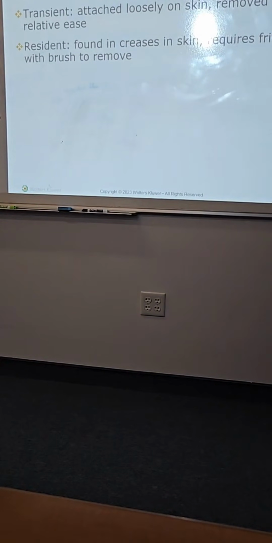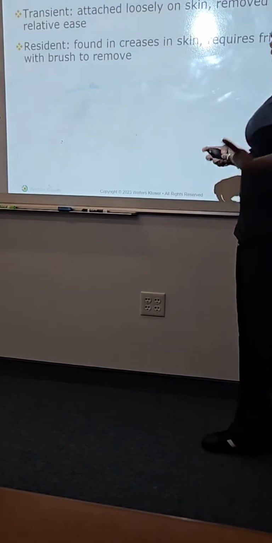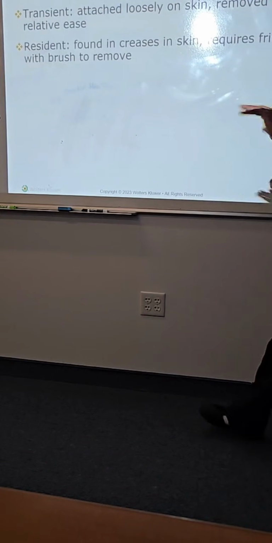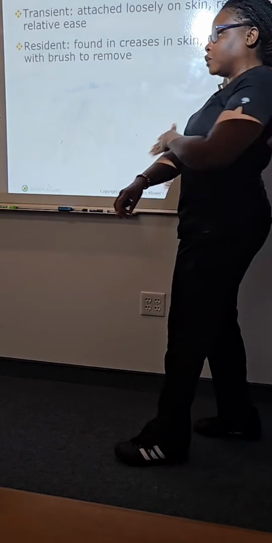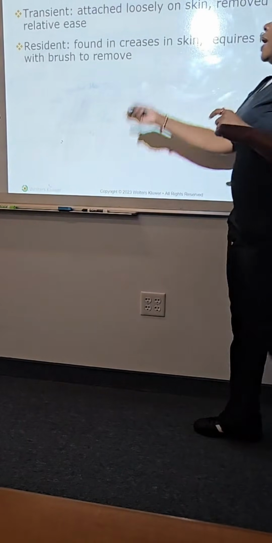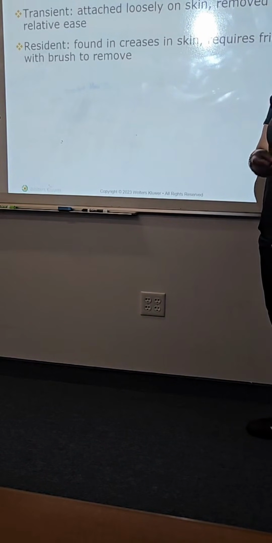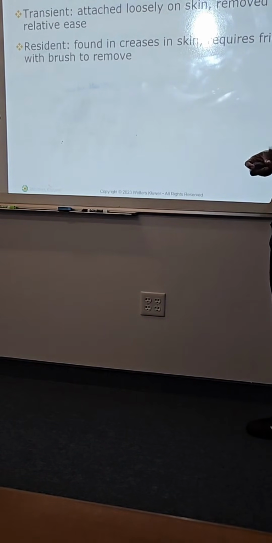Now, with regards to bacterial flora, you must know that there are 2 main types. There's transient, which is basically loosely attached to the skin, and you can easily remove those types of pathogens. And then you have resident bacterial flora, which is found in the creases of the skin, so this will require a little bit more friction, a little bit more rubbing.